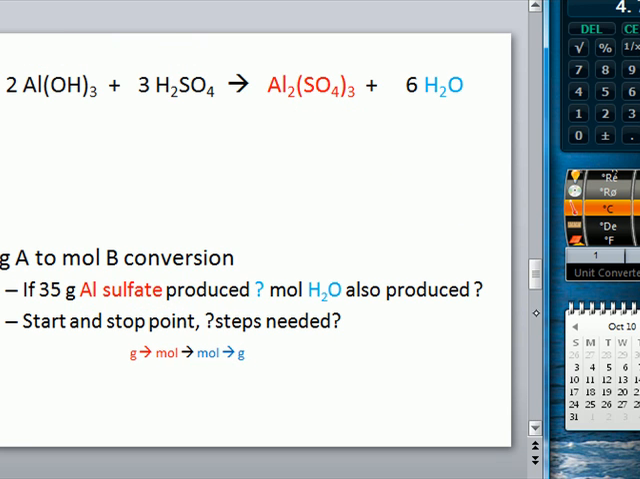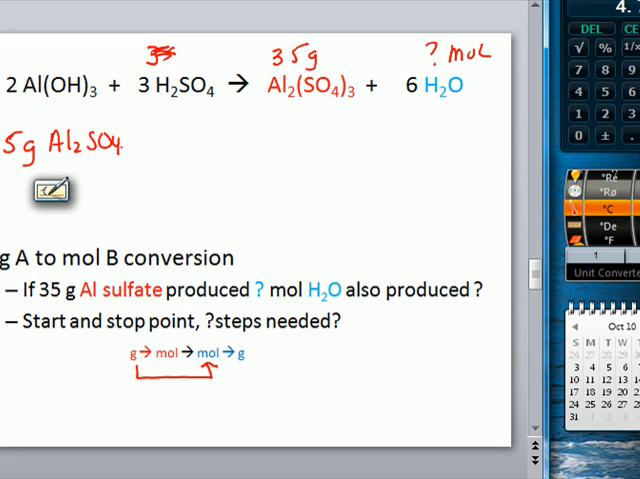Okay, next example. For the next example, I'm starting with 35 grams of aluminum sulfate, and I want to know the number of moles of water. So I'm starting with grams and going to moles. I'll write down my initial information. And because I've got grams, I've got to get rid of those grams right away. And if you remember from a previous slide, the molar mass of aluminum sulfate was 342.